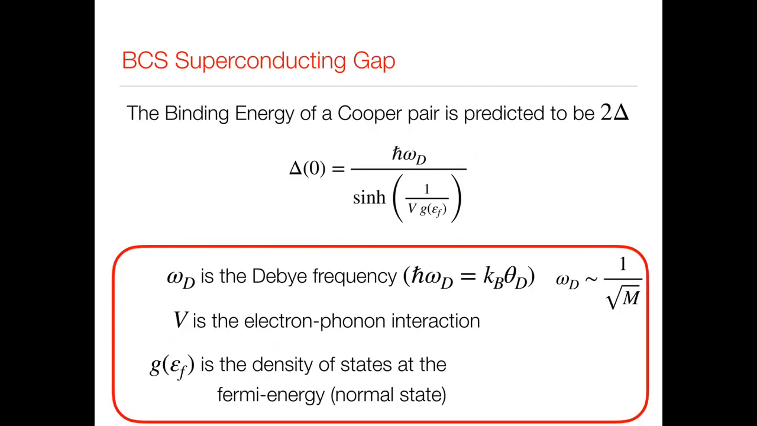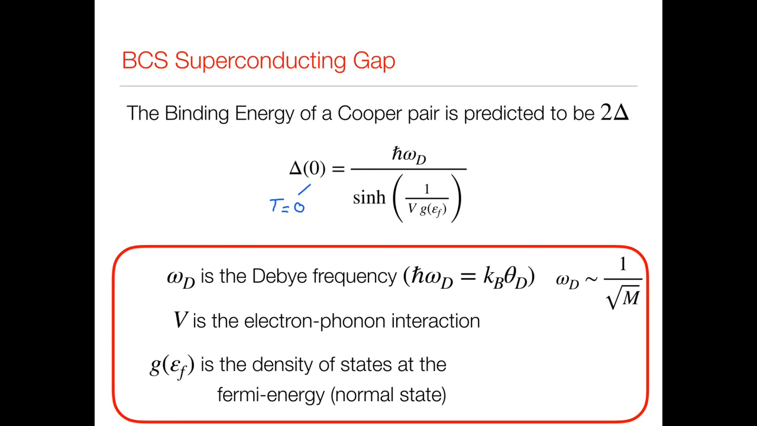So here's the first equation that is a prediction of BCS theory. In BCS theory, it says that the binding energy of a Cooper pair is 2 delta, where delta at T is 0. So really, just to be clear, this 0 means T is equal to 0, is given by this expression here. And not surprisingly, it involves things we've come across. So it involves the Debye frequency, omega d. It involves the electron-phonon interaction.